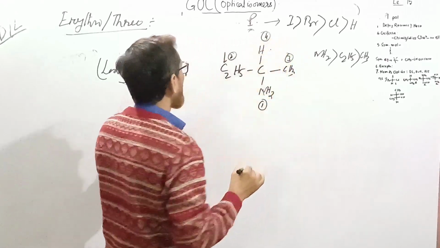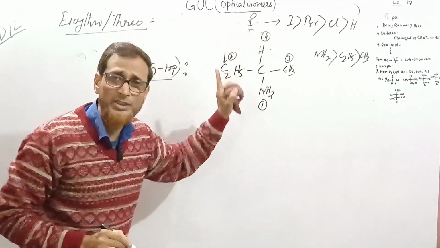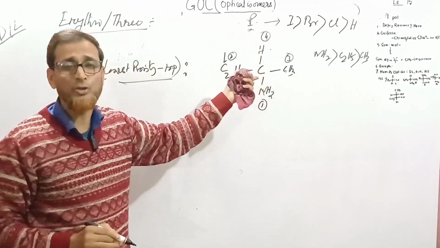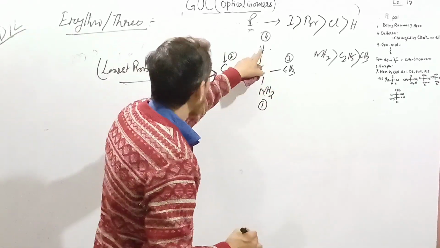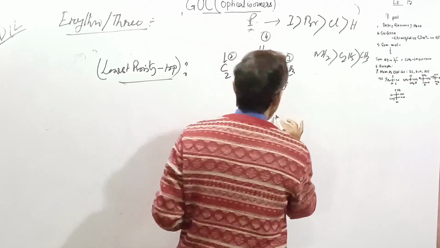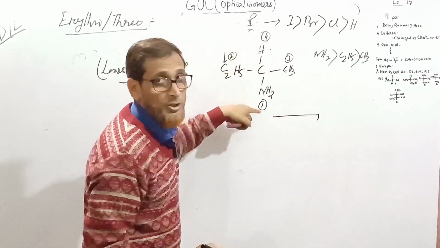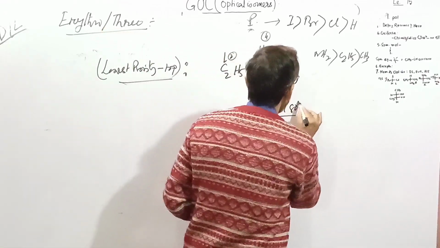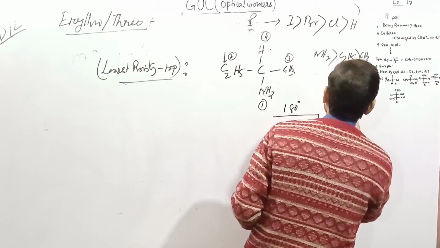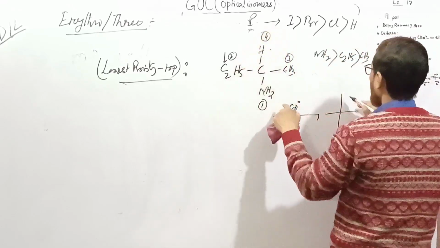Our target is that the least priority group or atom should always be at the bottom. In the earlier case it was at the bottom, so we did not need to do anything. Here we should do something. If it is on the top, we need to bring it to the bottom, so we will make a 180 degree rotation. If we make the rotation, the NH2 will go up and H will go here.